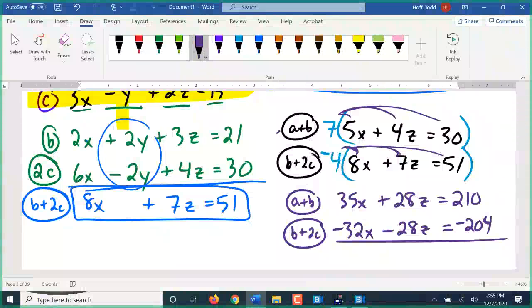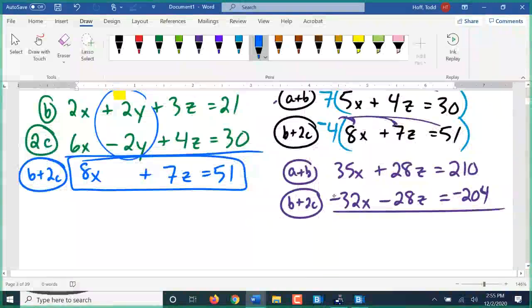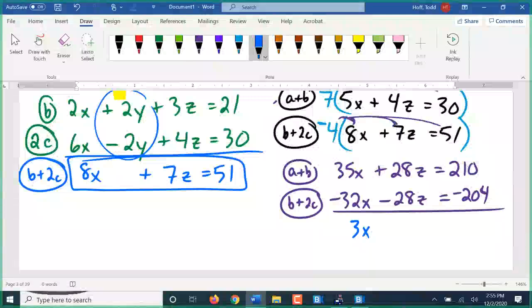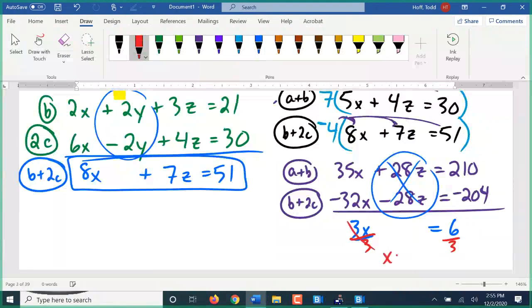So now we're going to go ahead and add those equations to see what gets eliminated. 35x plus negative 32x. 35 minus 32 is 3. 28z plus negative 28z is 0z equals 210 plus negative 204 is just a 6. Now we can solve for x quickly by dividing by 3. X equals 2.